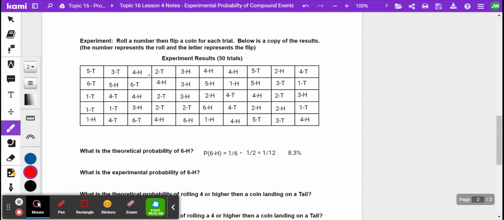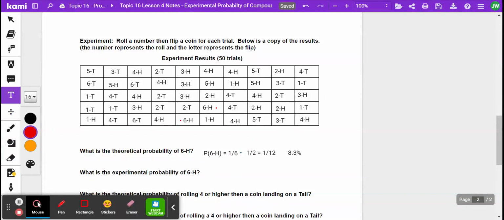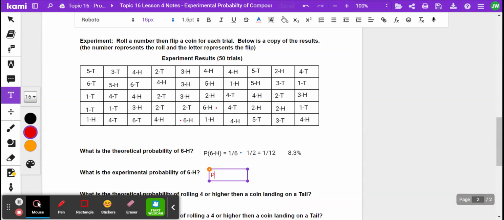So I have 1 right there. Got another one. And so I got 2. So I have 2 sixes. Probability of 6H in my experiment equals 2 out of 50. And that would be reduced to 1/25. And my percent was 4%.